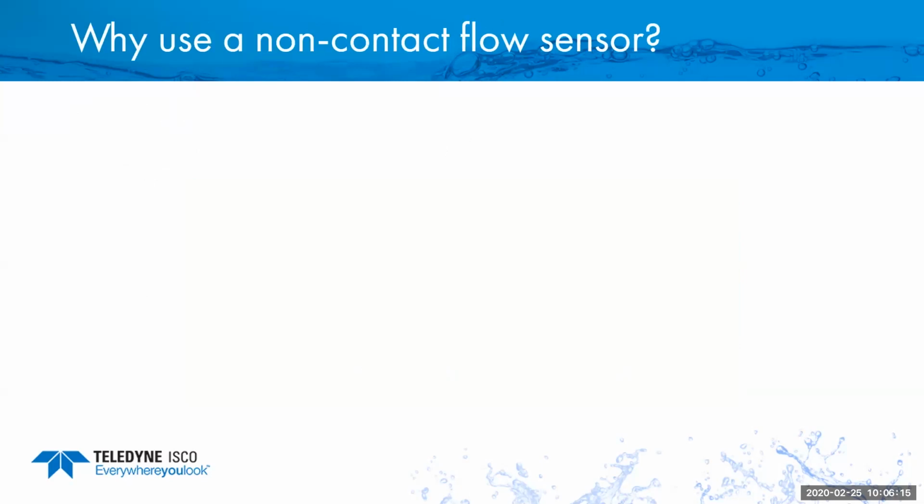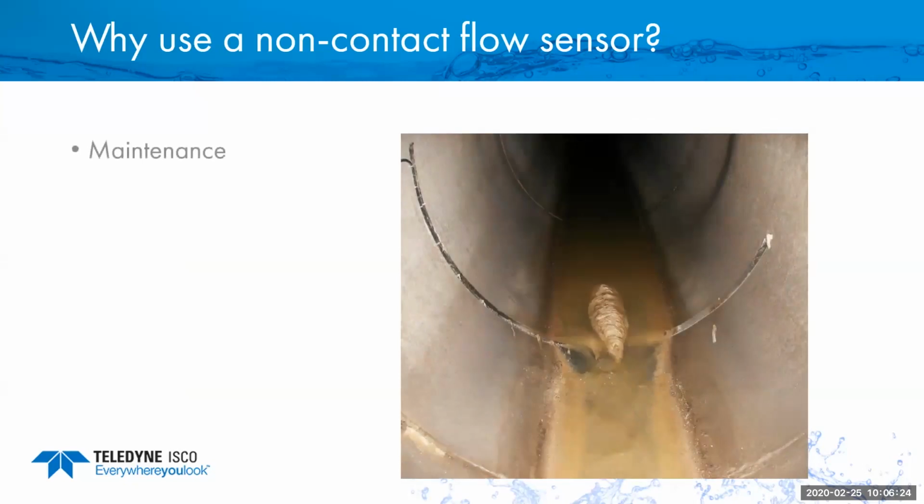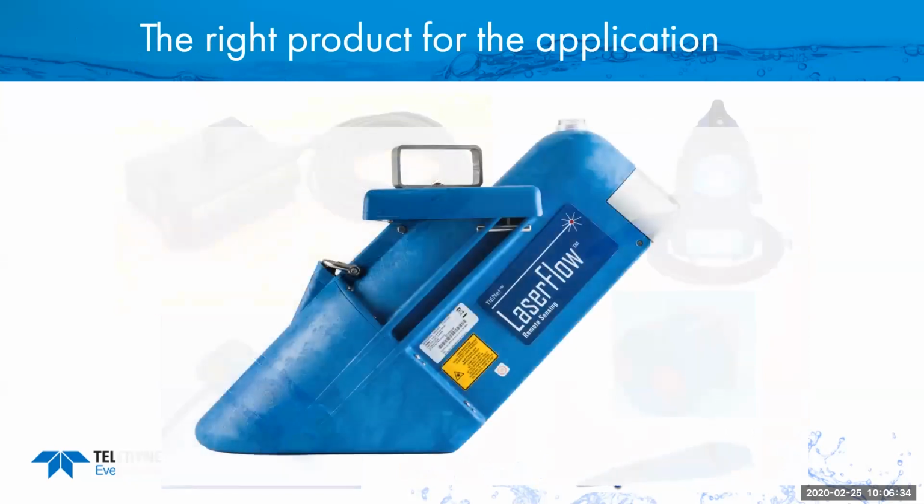Okay, so that's a real brief overview of a contact sensor. Let's talk about the non-contact now. Why do you go to non-contact? Maintenance obviously is a big one. Safety is a big one. And not all products are going to fit every application. So we have a bunch of different types of technologies that we've had in the past. We've since streamlined some of those down and focused more on a product that's going to fit most of your applications.